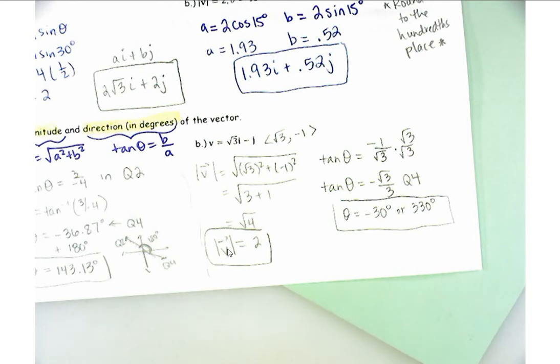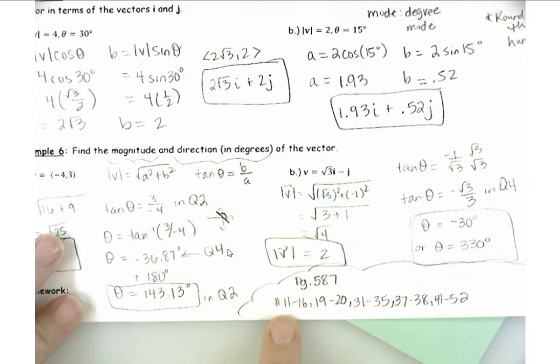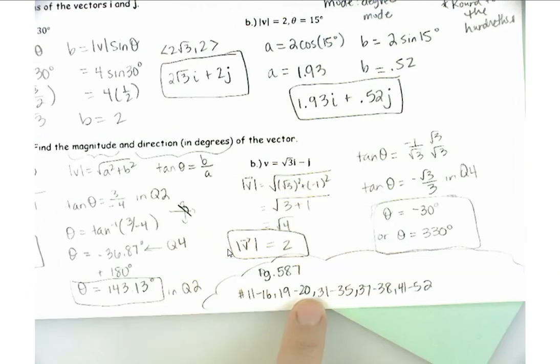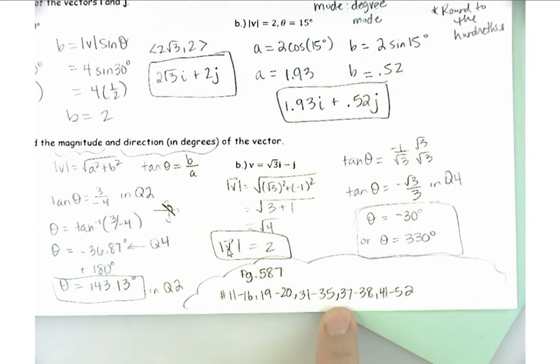Okay, and then your homework is the 11 through 16, 19 through 20, 31 through 35, 37, 38, 41 through 52.